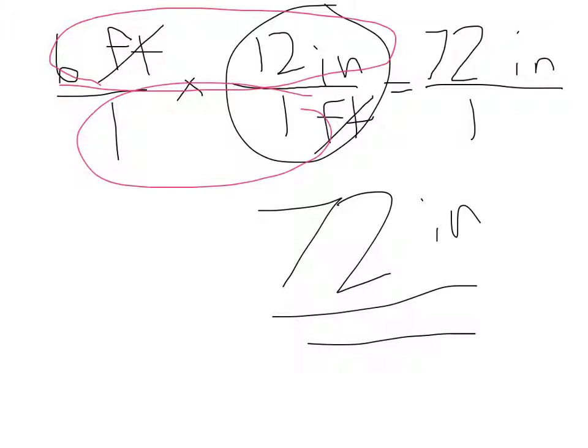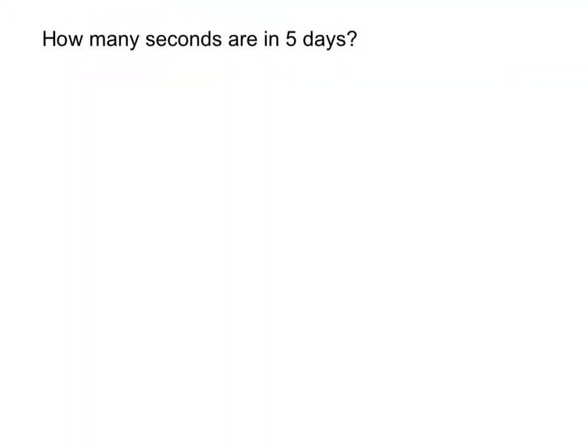So let's try one that's a little bit more difficult. Now we want to know how many seconds are in 5 days. So we're going to start out by writing our beginning unit, or what we're starting with, which is 5 days. So we'll say 5 days. And again, I'll put it over 1 just so it looks like a fraction. And at the end, we're going to write our final unit, which is seconds. Notice I'm more concerned with the units than anything else. So our final unit is seconds.